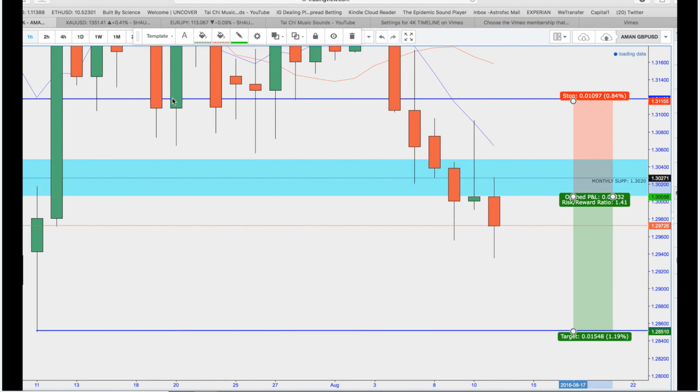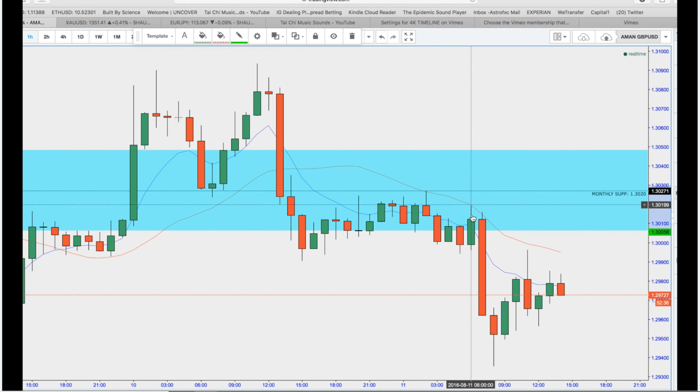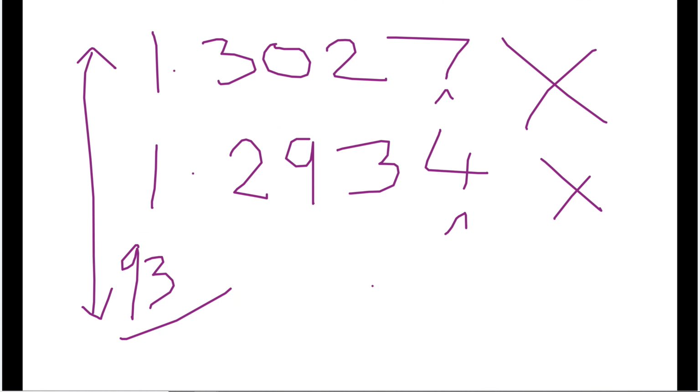If we go down to the hourly time frame, we can see we started up here. This must have been the Asian session. Boom, it fell in the London session, and then we've just consolidated and gone sideways because we're still in the US session at the moment. So that's that. Now, aside from that, all I want to show you is the yen.